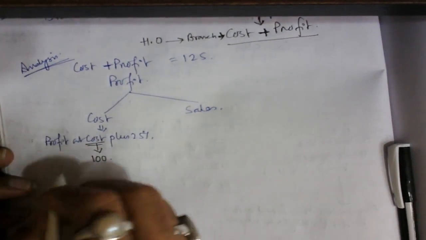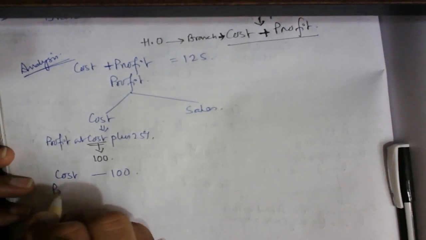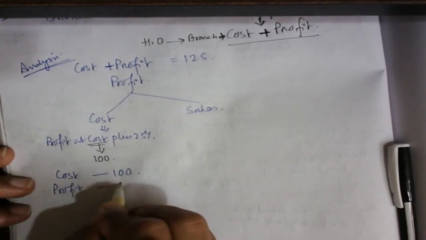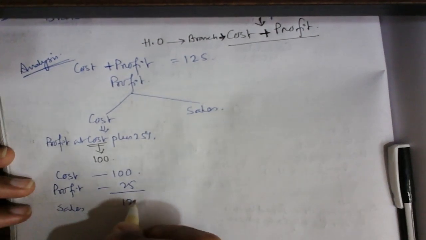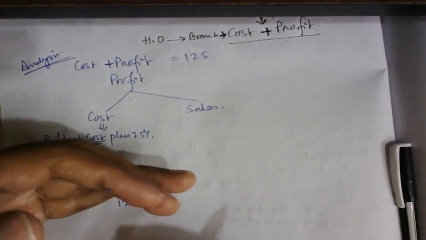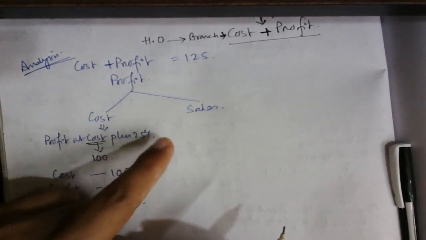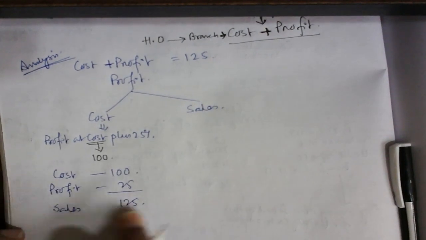So right now, if my cost becomes 100, my profit becomes 25. So can I write my sales is 125? Correct. So my sales is 125 because cost is 100 and profit is 25% of the cost. It means 25% of 100 is 25, and sales is 125.